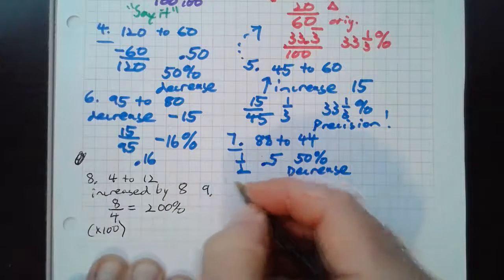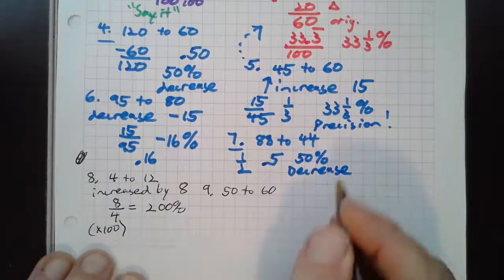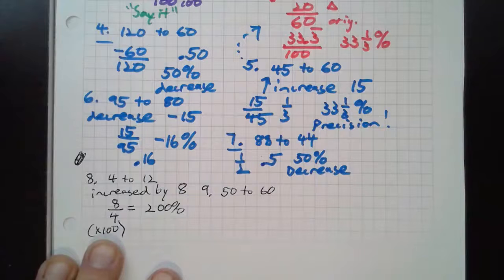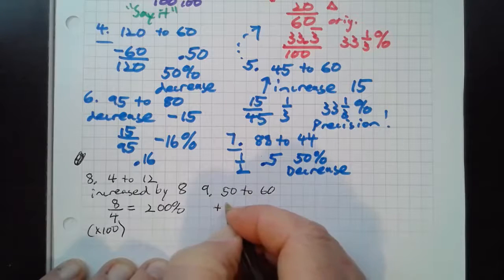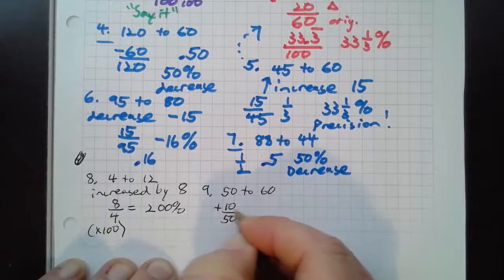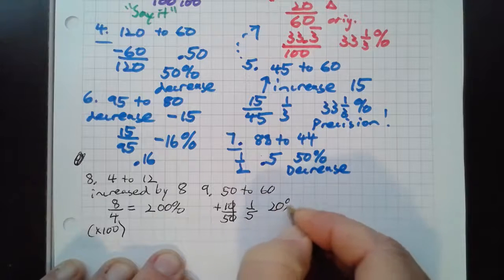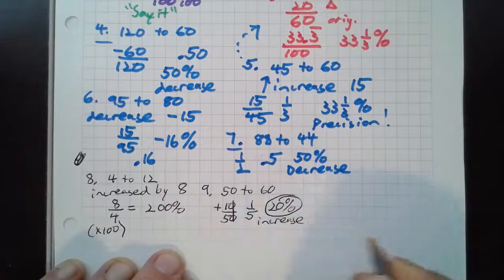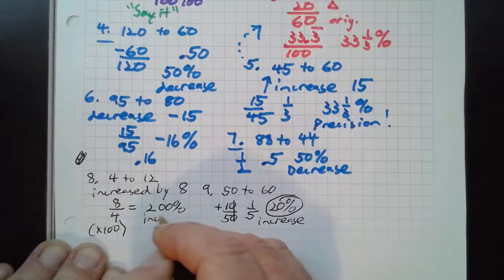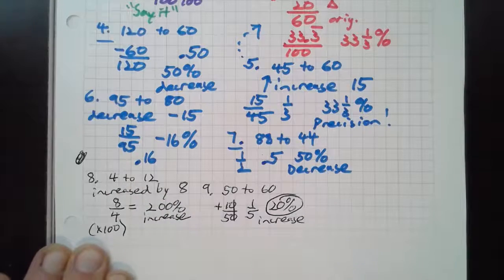Number 9. Woo! From 50 to 60. Mental math tells me that's going to be a 20% increase. But mean teachers like me always want you to show your work. Plus, it's important that you can show your work, which demonstrates you actually understand. So it increased by 10. 10 out of 50. We can cut the zeros off, call that 1 out of 5. Do the calculator thing, and there we end up with our 20% increase because it went up, it got bigger. This was also an increase of 200%. It increased by double what the original was. 200%.